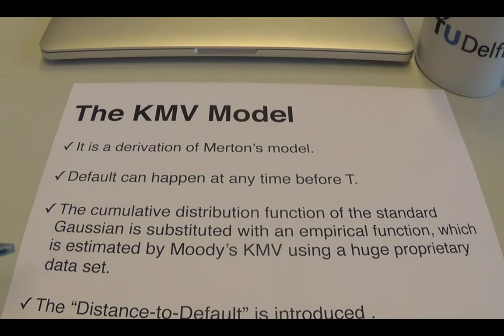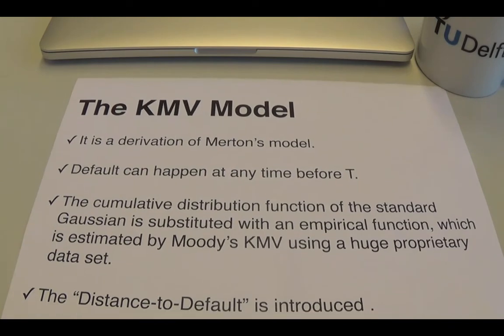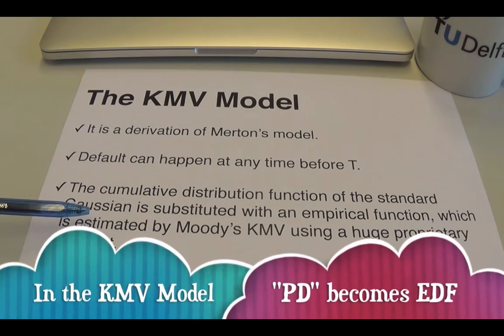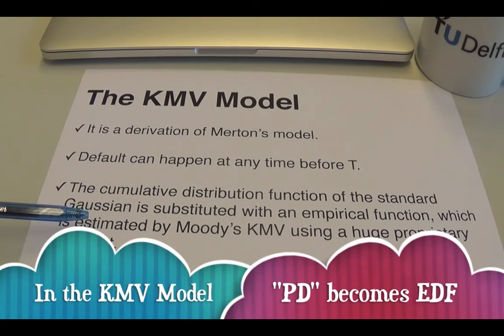And finally, we introduce the so-called distance to default. Distance to default is nothing more than the argument of the empirical function used by Moody's KMV to obtain the probability of default.